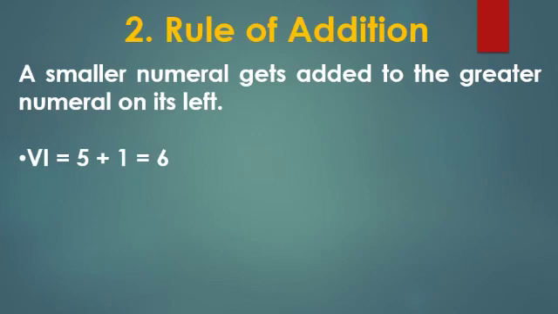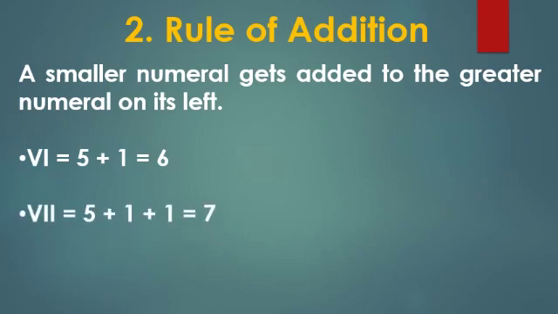See, in the first example, what is written there? VI. The value of V is 5. The value of I is 1. 5 is greater than 1. So VI means 5 plus 1 is equal to 6.